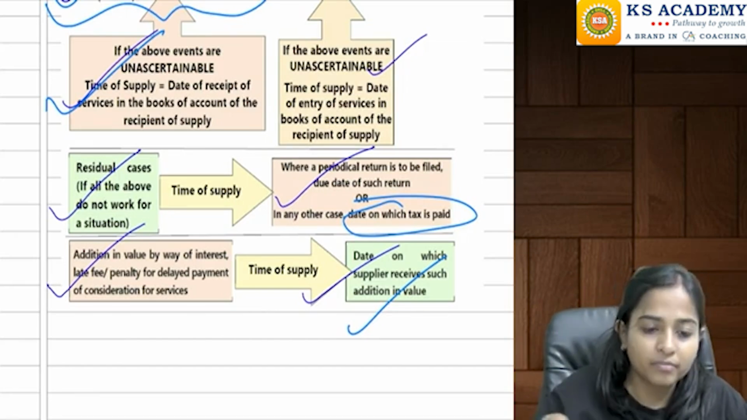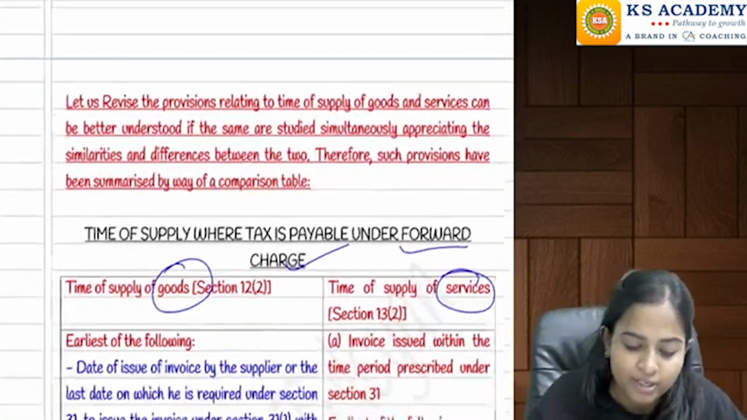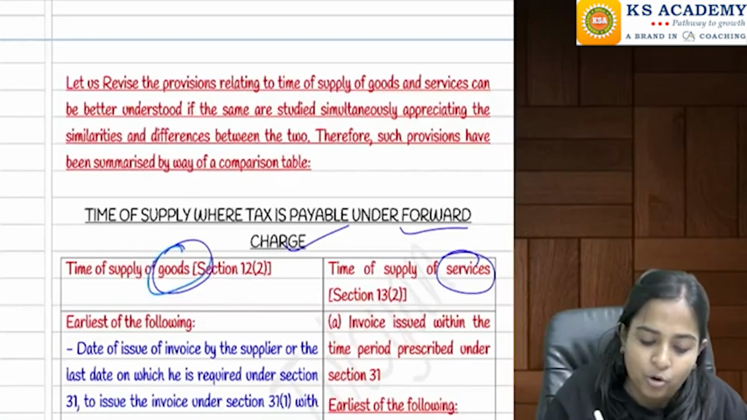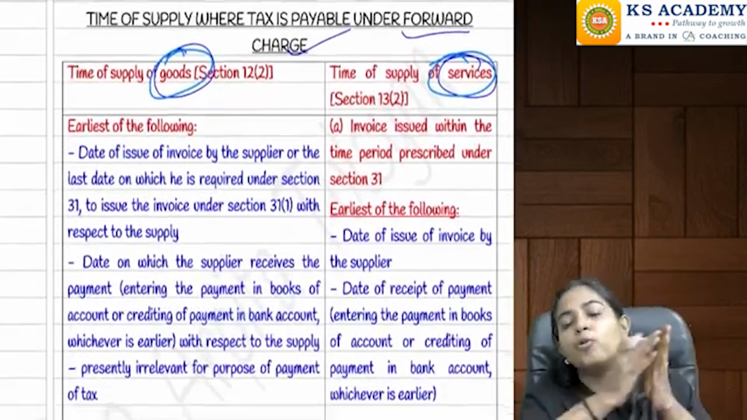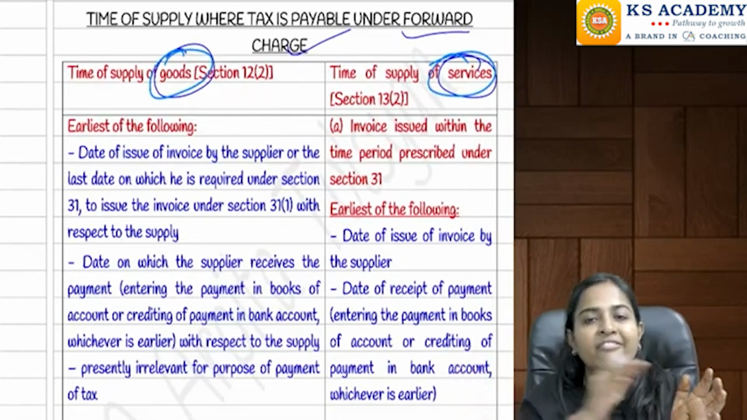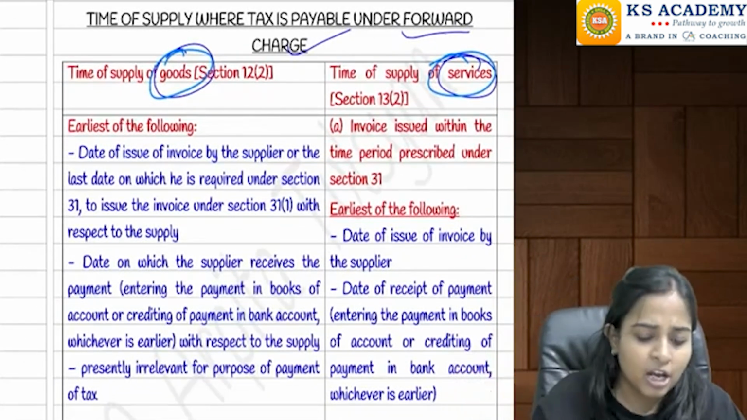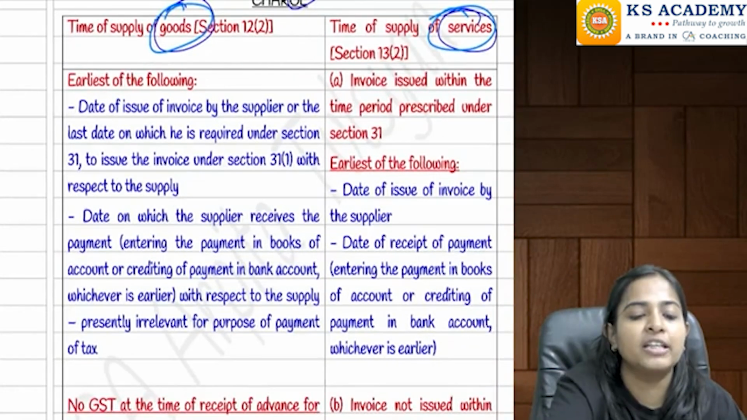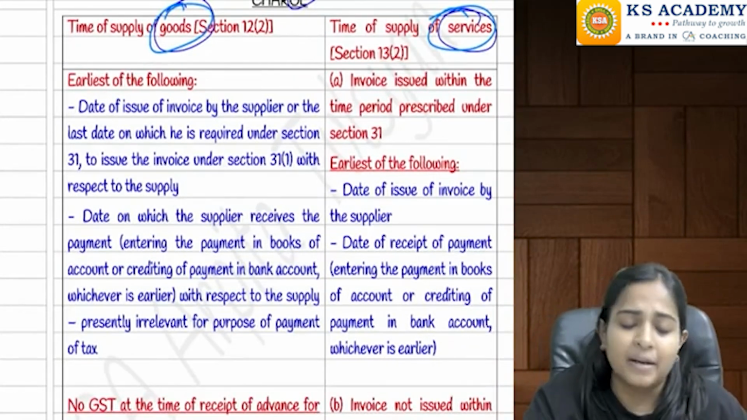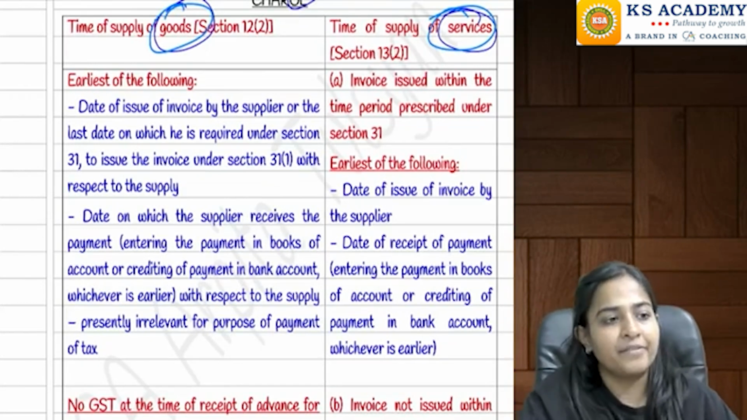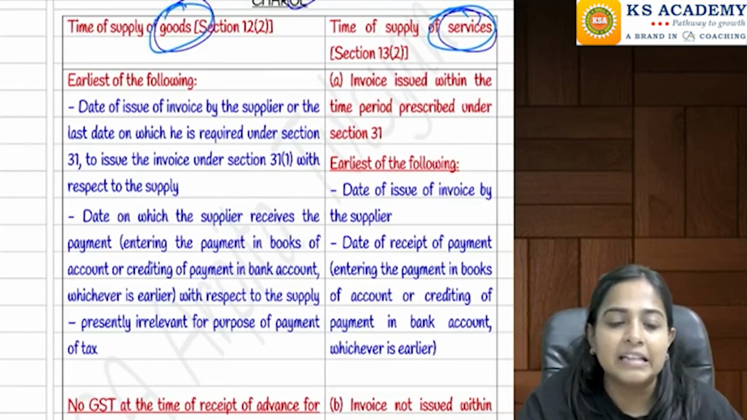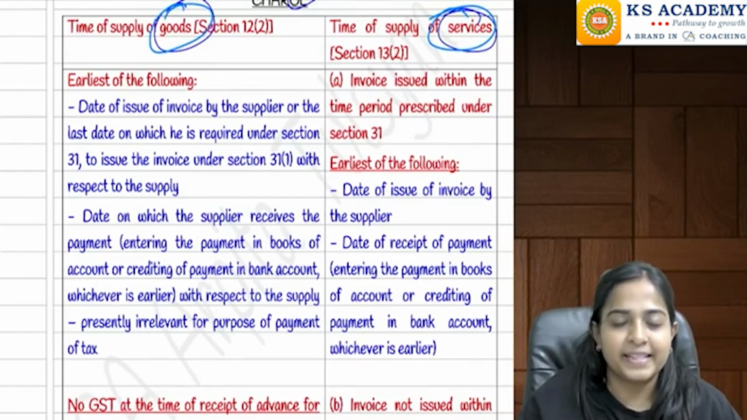And then in your main book itself, I have compared goods and services provisions. For example, 12.2 has been compared with 13.2, 12.3 with 13.3, etc. So this is again a revision only, not a new thing, just a revision of the previous one. I hope I am very clear till here, everyone.